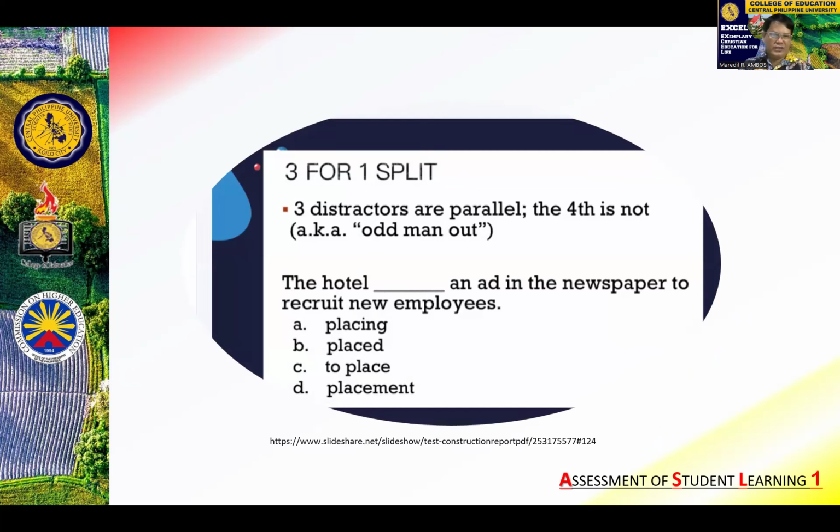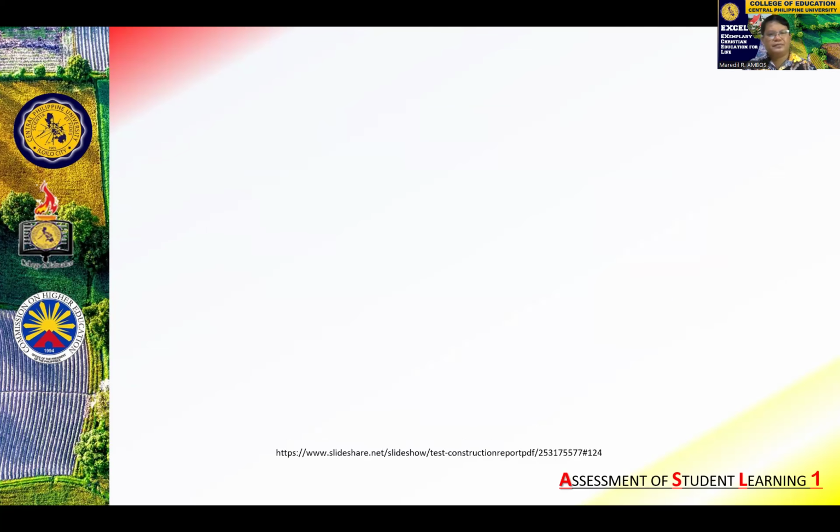Another is the 3-for-1 split. So you have three distractors which are parallel, and the fourth is not, also known as the odd man out. For example: the hotel blank an ad in the newspaper to recruit new employees. The hotel placing an ad, the hotel places an ad, the hotel to place an ad, and the hotel placement an ad. So you can easily identify the correct answer.